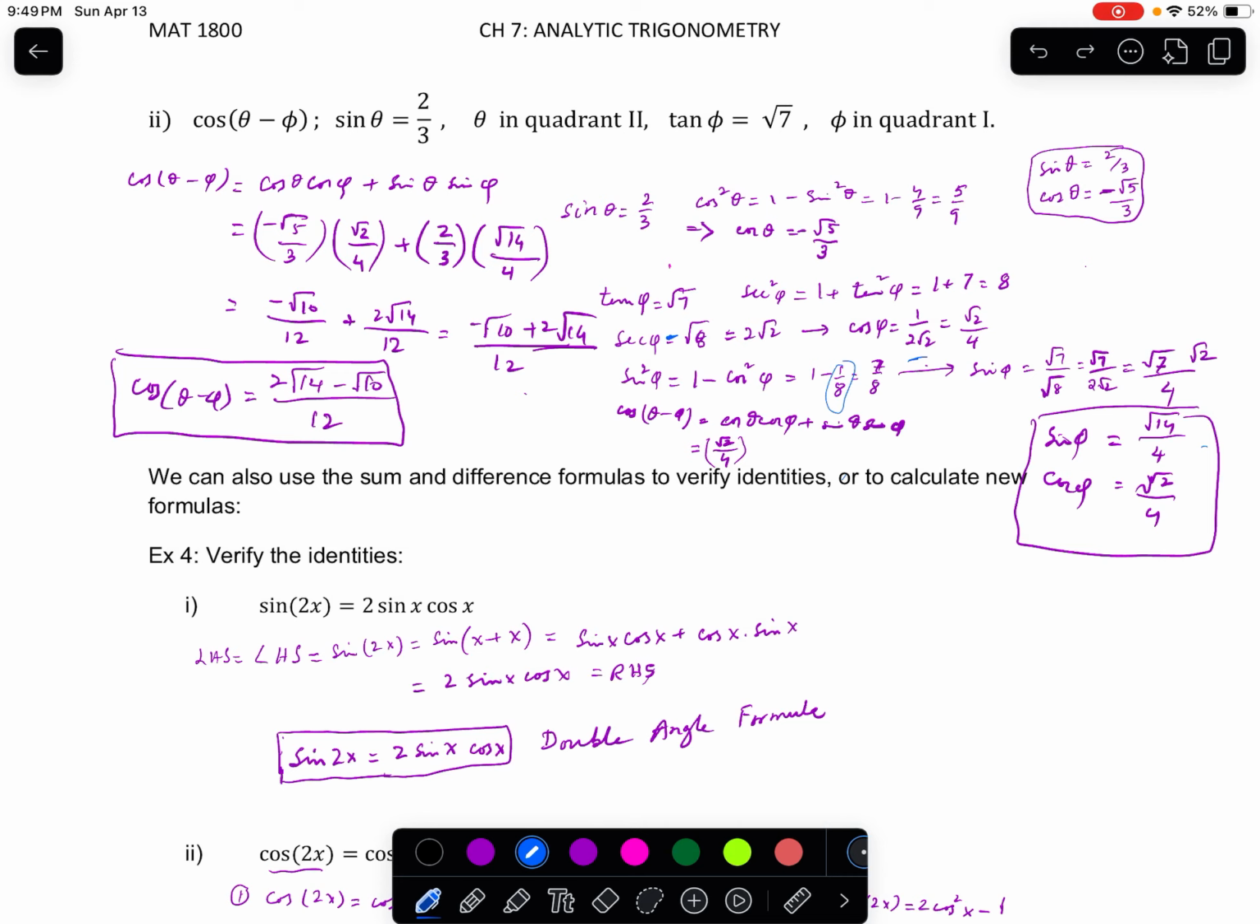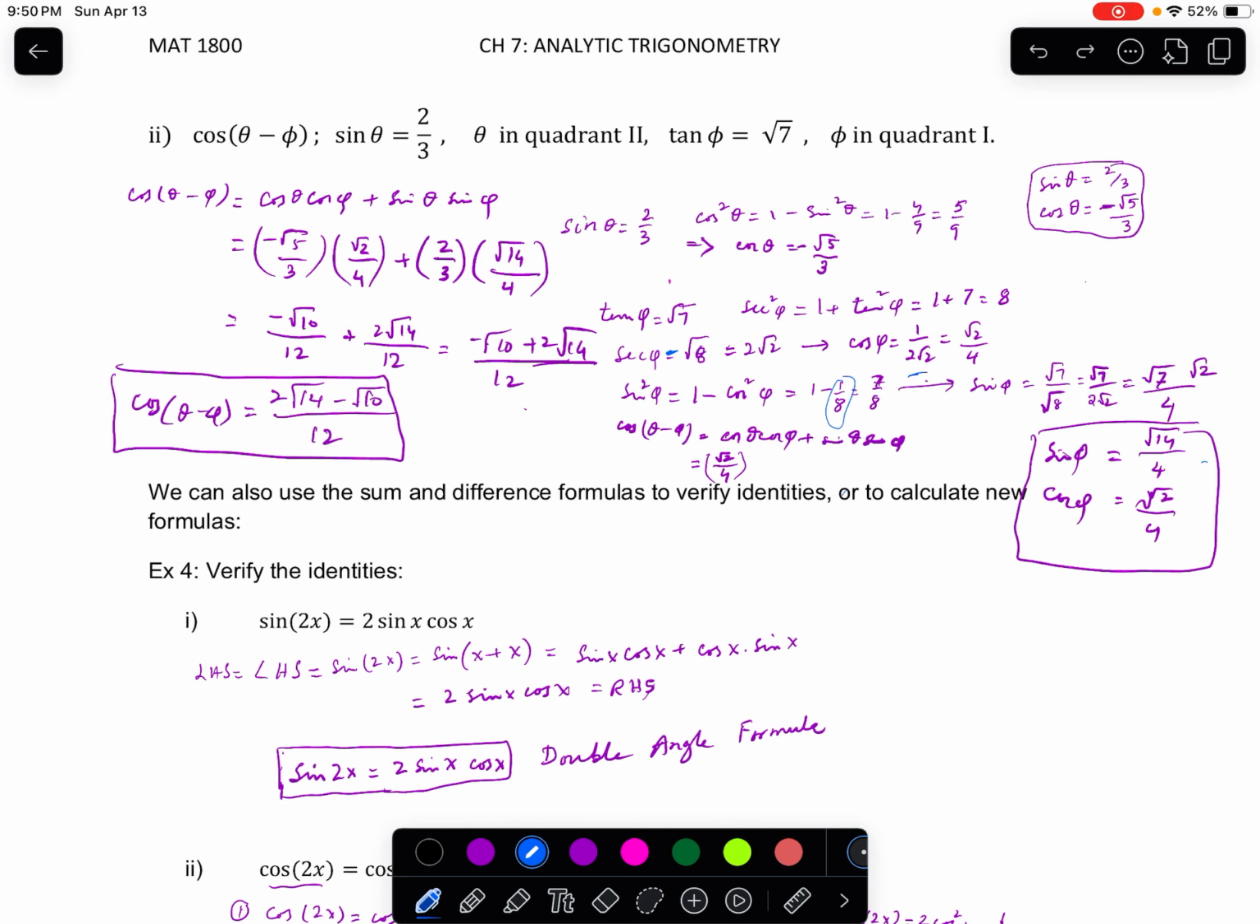So here we have to find the expression cosine of theta minus phi, and we are given sine of theta is 2 over 3 and theta is in quadrant 2. You can again draw the triangle and use the triangle method if you want, but if you want to use the identities, then we know that cosine square theta plus sine square theta is equal to 1, or cosine square theta is equal to 1 minus sine square theta. That's what I am doing here.